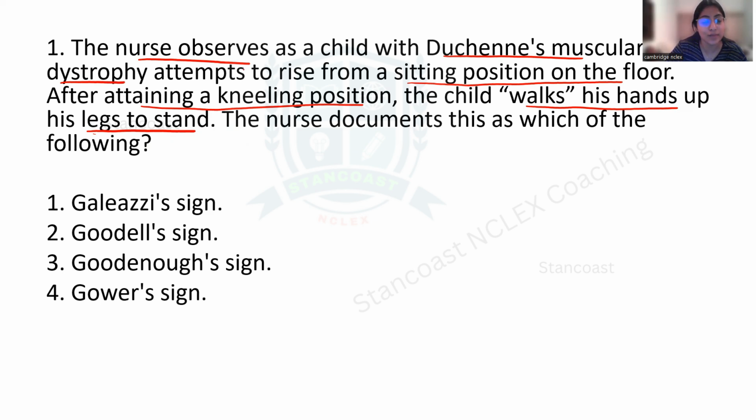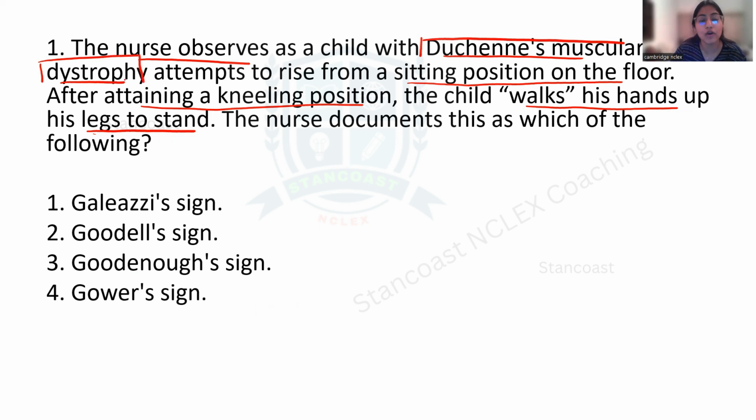Now, the nurse is observing a child and she has to document what this sign is. So, we have to tell which sign indicates that this activity is being done. Option 1 is Galeazzi sign. Option 2 is Goodell sign. Option 3, Goodenough sign. Option 4, Gower sign. So to solve this question, we have to first understand what is Duchenne muscular dystrophy.